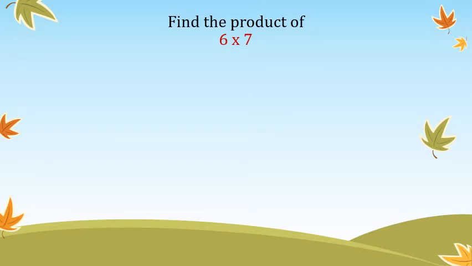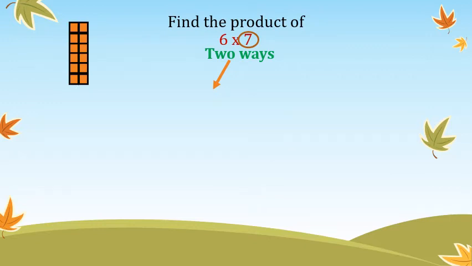Let's find the product of 6 times 7. I don't remember 6 times 7, it's difficult. No, it's not difficult. You can find 6 times 7 in several ways. Let me teach you how to solve 6 times 7 in an easy way. Let's draw 6 times 7. How many rows do we have? Let's draw an array of 6 rows.